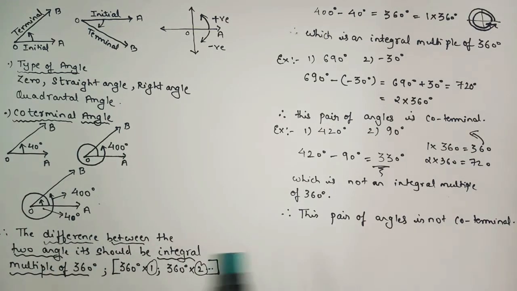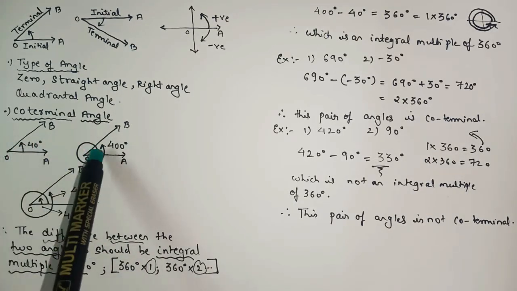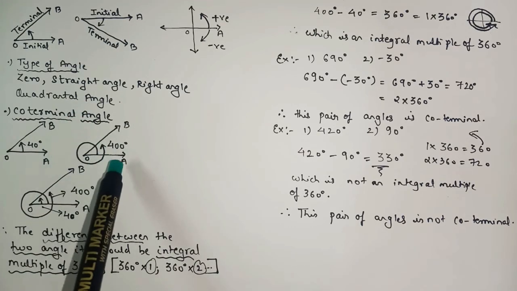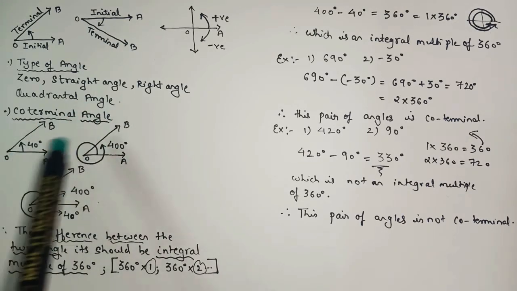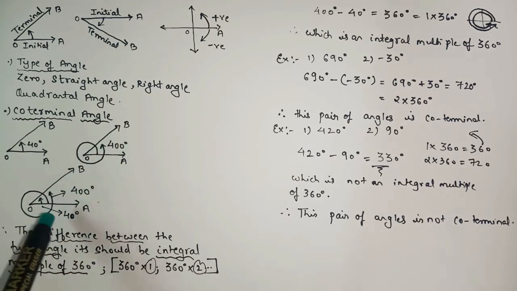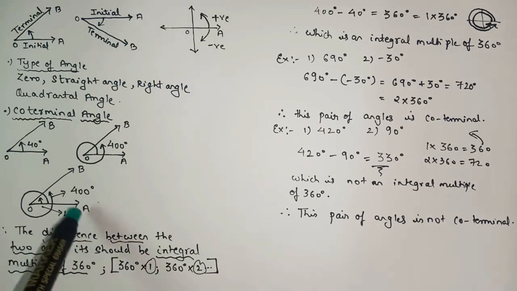And the mathematical definition is what? Suppose we have two angles, and we place one angle on the other in such a way that the initial arm and the terminal arm coincide, so that the difference between the two angles is a multiple of 360. You will use the words integral multiple, don't just say multiple of 360, say integral multiple of 360.